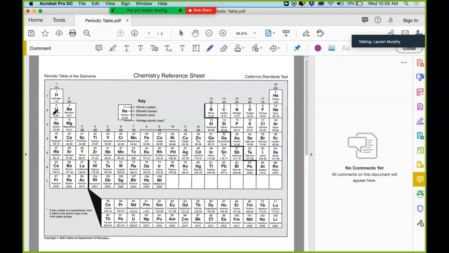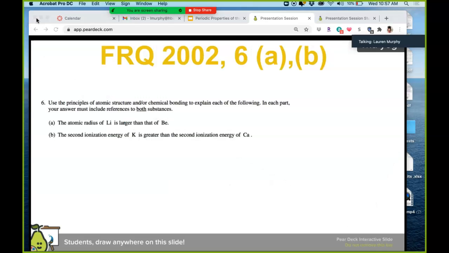Well, I would go on to say, okay, lithium and beryllium both have 2 shells of electrons. They're in the second period. But lithium has 3 protons in its nucleus, while beryllium has 4. And the more protons you have in your nucleus, the more of an effective nuclear charge the nucleus has on the valence electrons, therefore making the atom smaller. So beryllium is smaller than lithium, and lithium is larger. Something like that.